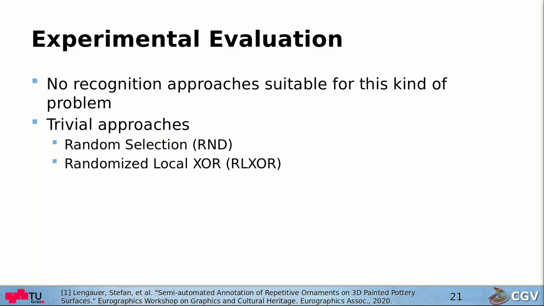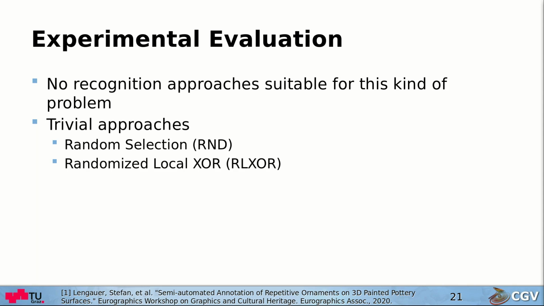Firstly, a purely random approach, which is basically a blindfolded oracle predicting random locations on the object surface, together with purely random rotations and scales. This we refer to as random selection R&D, and it should just serve as a sort of lower baseline.